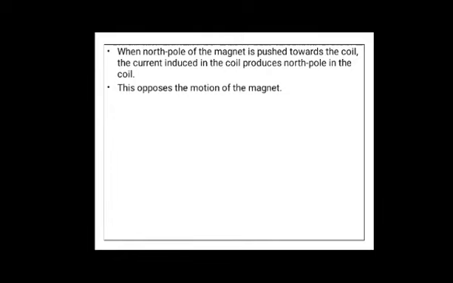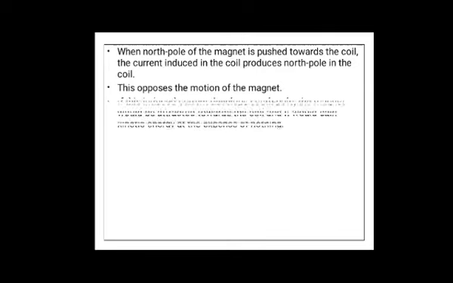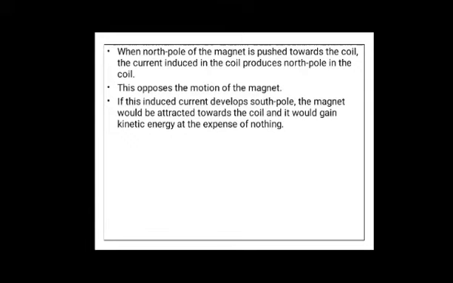Then when the north pole of the magnet is pushed towards the coil, the current induced in the coil produces a north pole in the coil. This opposes the motion of the magnet. Just now I have explained it. When you take the north pole and move it towards the coil, the face of the coil behaves as a north pole, and north poles repel each other, so it opposes the motion of the magnet.